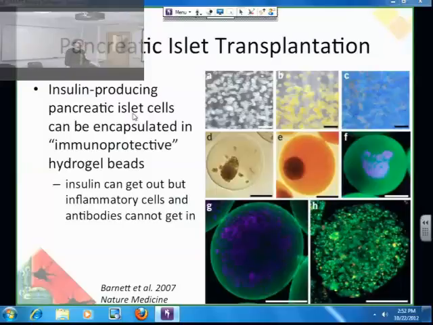And the insulin can get out and glucose can get in, so the pancreatic islet cells can respond to high or low glucose, and then they can secrete insulin, and the insulin can diffuse out because these are small molecules diffusing through a hydrogel. But the inflammatory cells cannot get in, so they don't recognize these foreign cells as being foreign cells that they need to degrade, and so they don't produce antibodies because they're not doing any antigen presentation. So this is a really cool way to transplant functional cells that never interact with cells of the body. They just do what they were supposed to do based on insulin response.